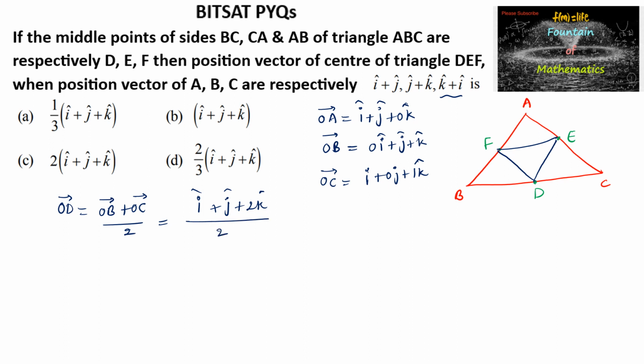OE vector is equal to, it's the midpoint of the points A and C, so we can write (OA plus OC) by 2. OA vector plus OC vector: 1 plus 1, that is 2i, and 0 plus 1, that is 1j, and 1 plus 0, that is 1k, divided by 2.